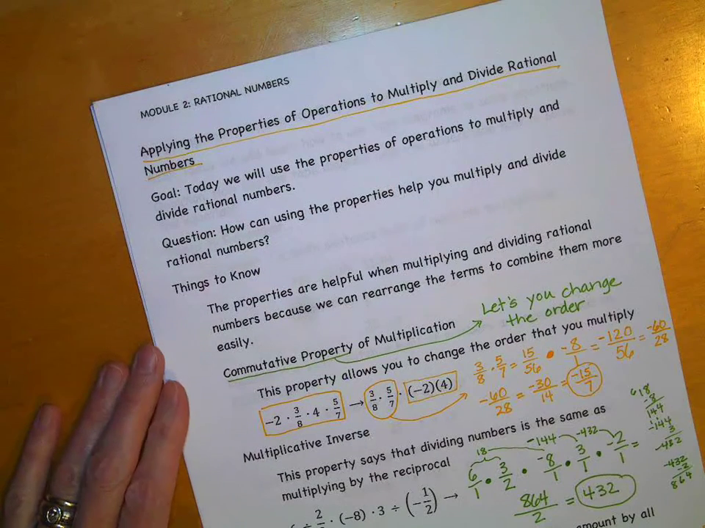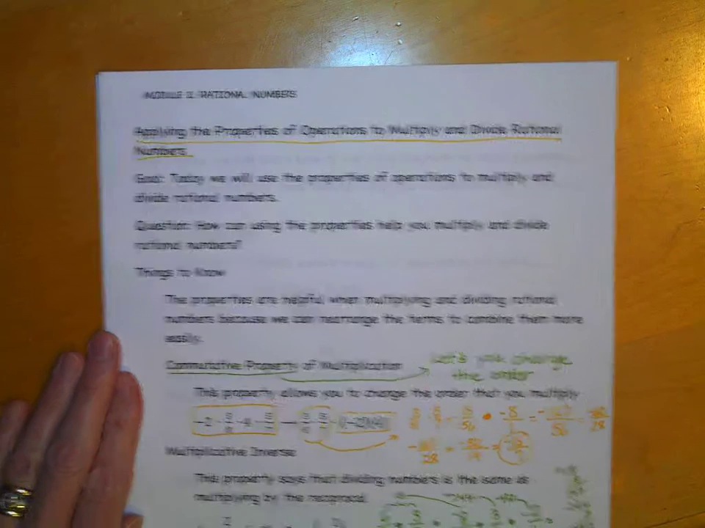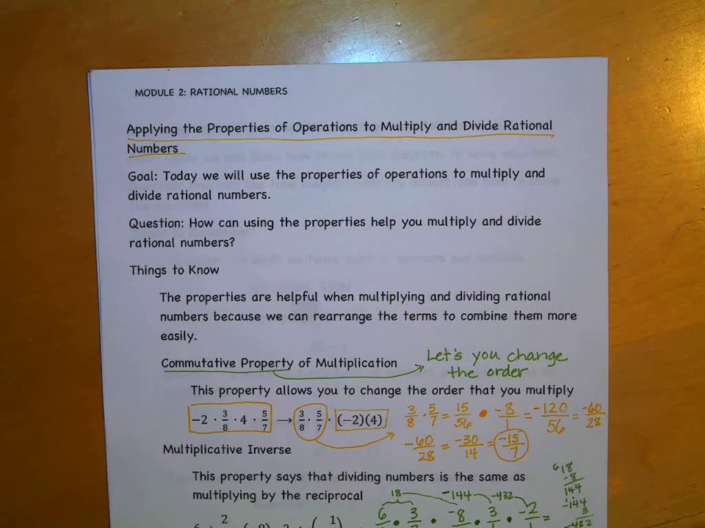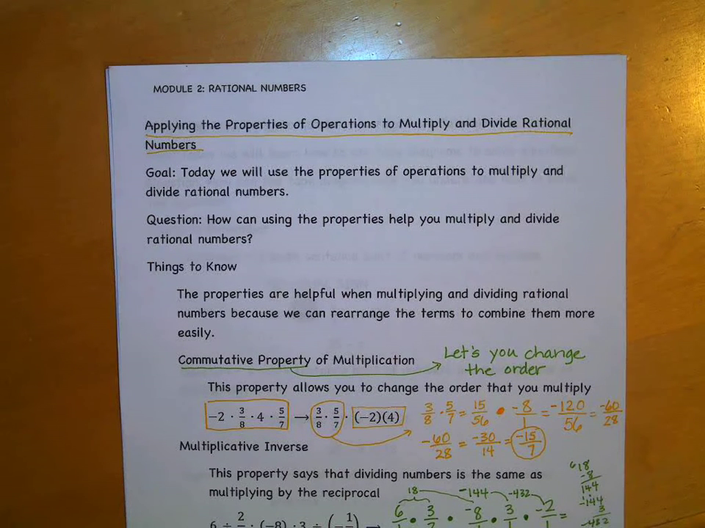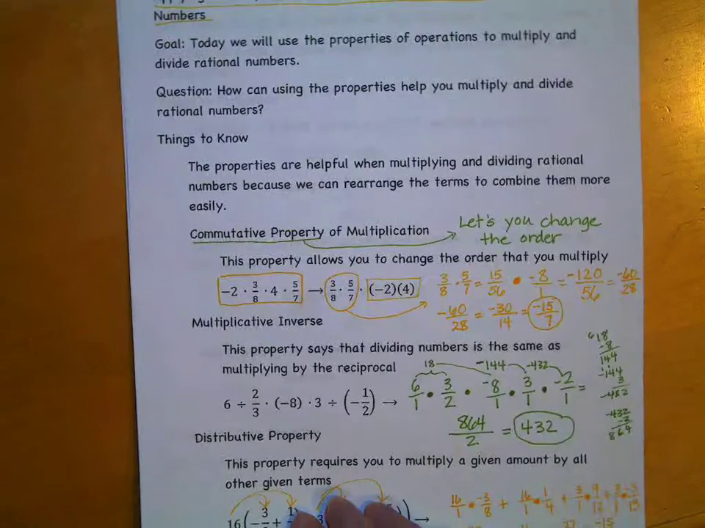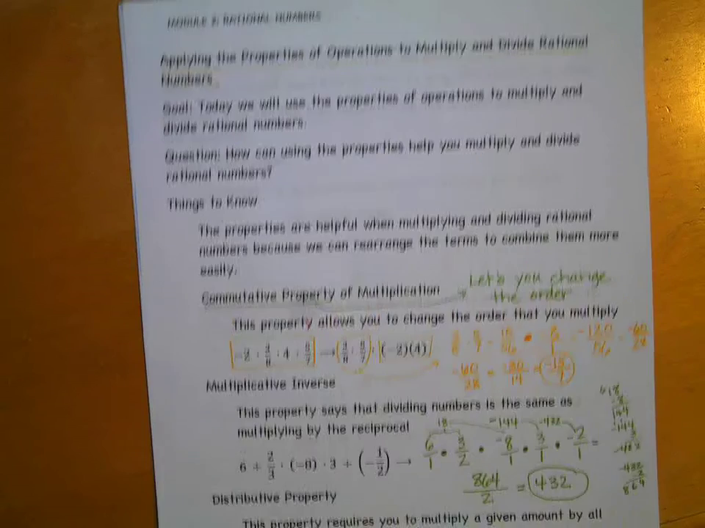Okay? So going back to our goal for today, we will use the properties of operations to multiply and divide rational numbers, which is what we did. The question, how can using the properties help you to multiply and divide rational numbers? I would say that the reason why it helps you is that it makes the actual problems that you're working with easier. Okay? And we will do lots of practice in class so that you can practice working with the commutative property, the multiplicative inverse property, and the distributive property.